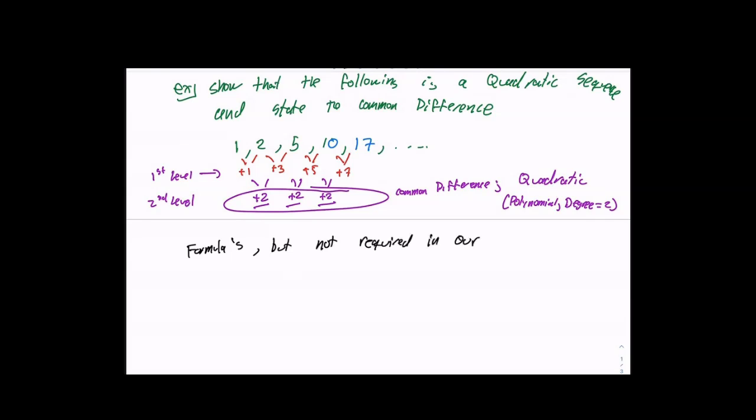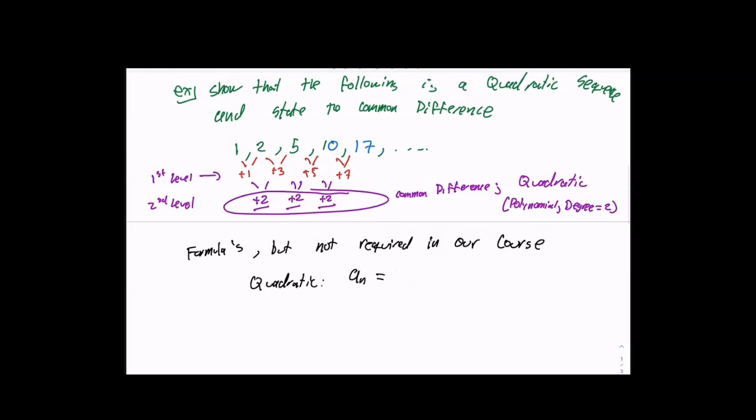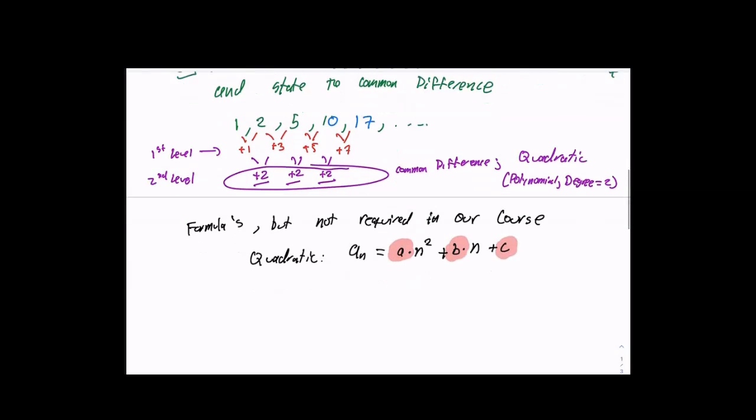And what I mean by that is for a quadratic, the formula looks something like a_n equals a times n squared plus b times n plus c. And we would have to find the three values a, b, and c for this problem, but we're not going to cover how to do that.